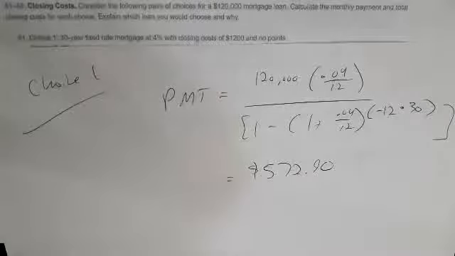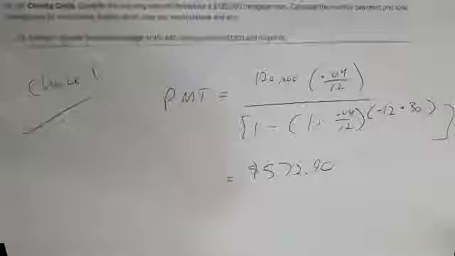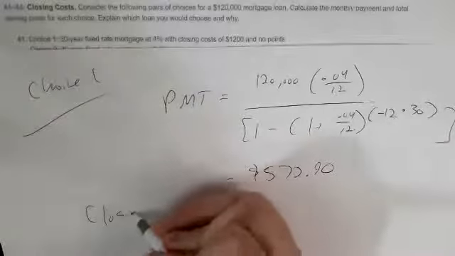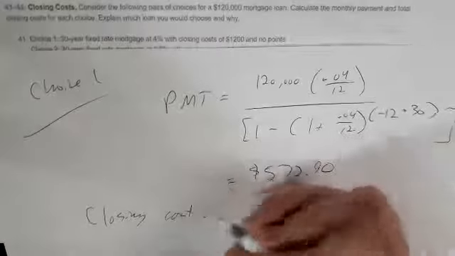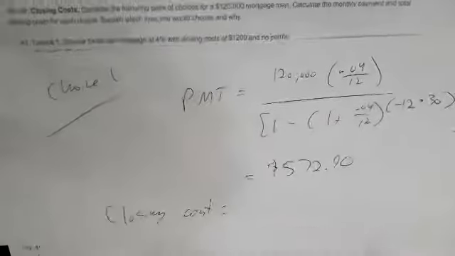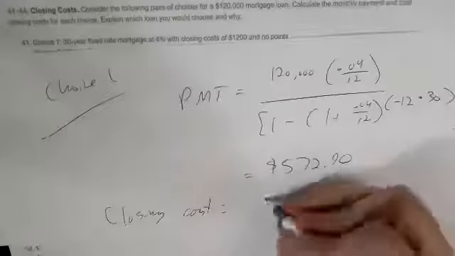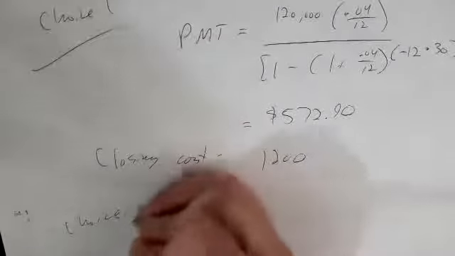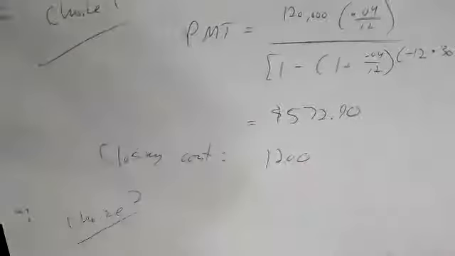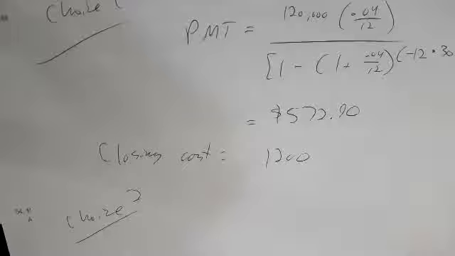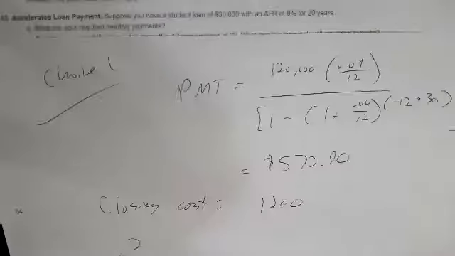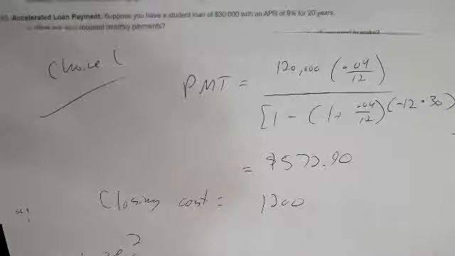So I have my payment at $572.90. The other thing we haven't talked about is closing costs, right? So if I want to do closing costs, it says it's $1,200 and no points. So the closing cost of this one is just $1,200. I guess that one's not too hard. I was just hoping it said something with points. I guess choice 2 is the one with points that we've got to talk about, right? Choice 2 says everything is the same.